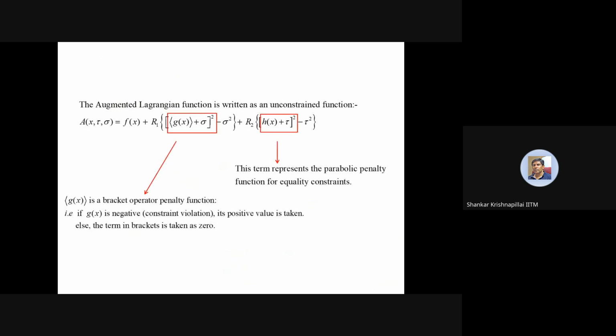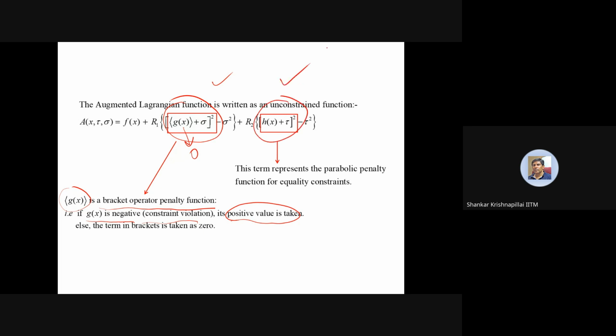Okay. Then what is this thing here? This is actually g of x in the bracket. It's a bracket operator penalty function for the inequality constraint. So what is the meaning of bracket operator? It means that if g of x is negative, that is there is a constraint violation, its absolute value is taken. And if g of x is positive, then you give 0 here. So that is the value of bracket operator.